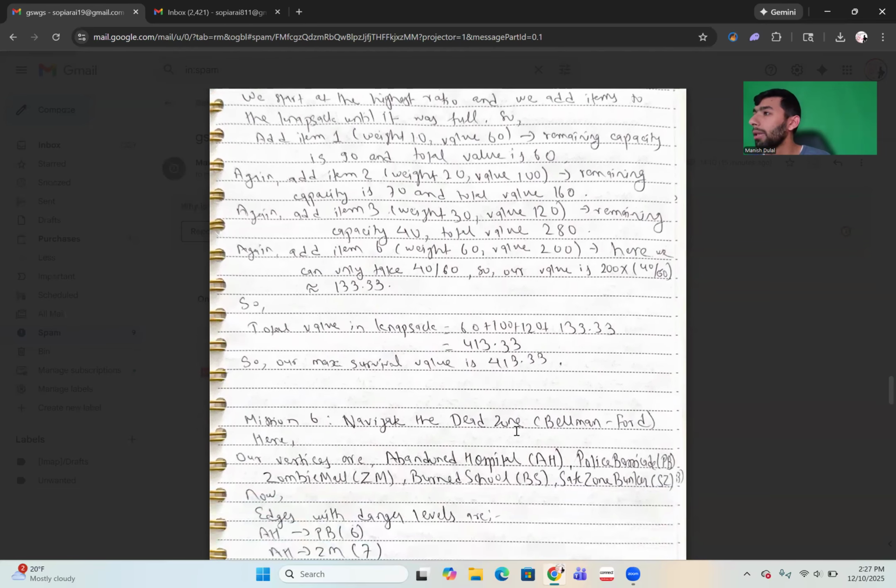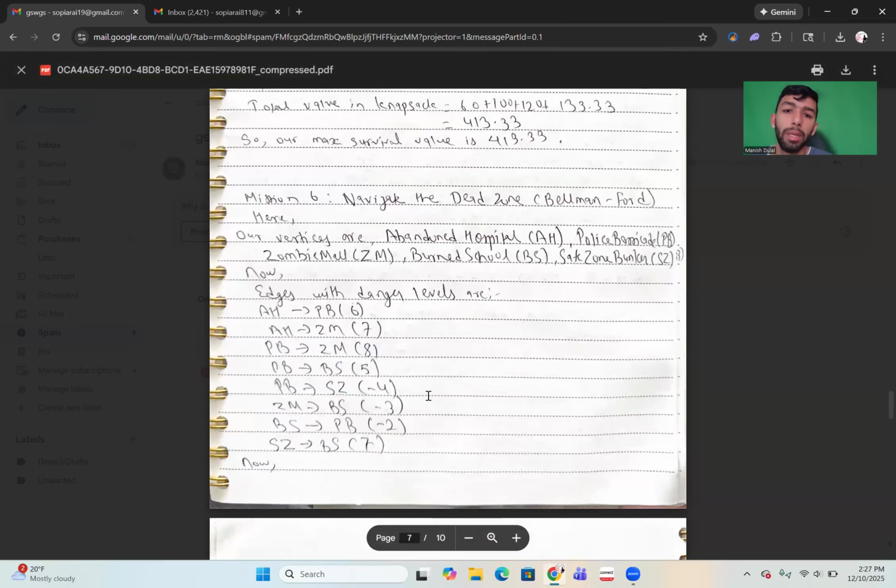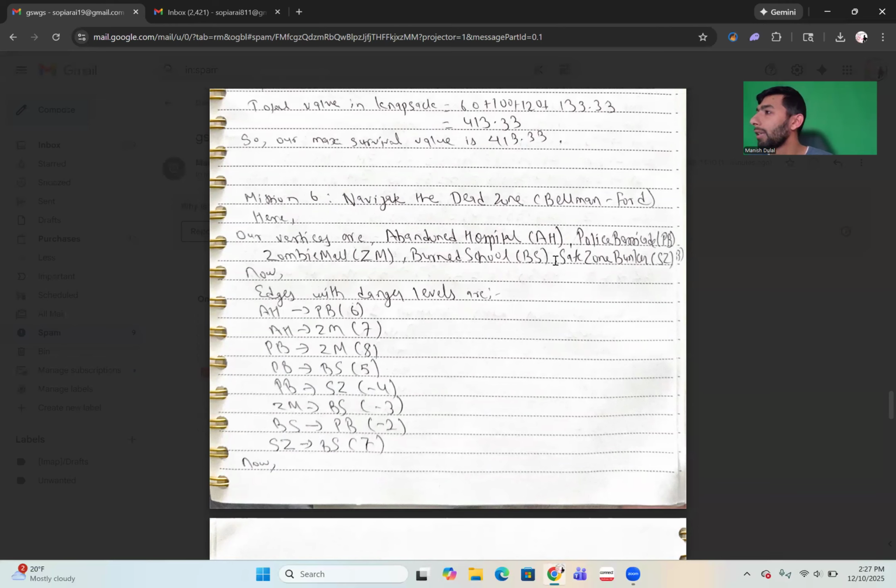This one is pretty simple. Fractional knapsack, like we did in class, and like we studied. Yeah, very simple. And the last question is: navigate the dead zone, Bellman-Ford, right?